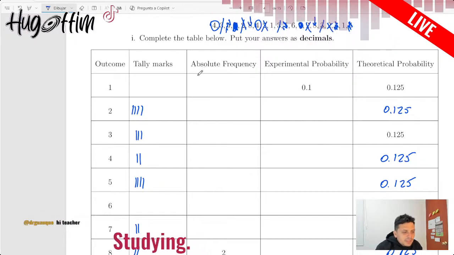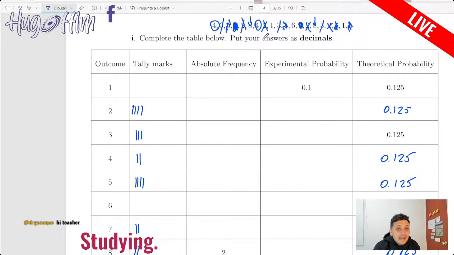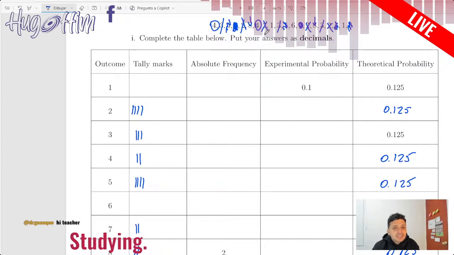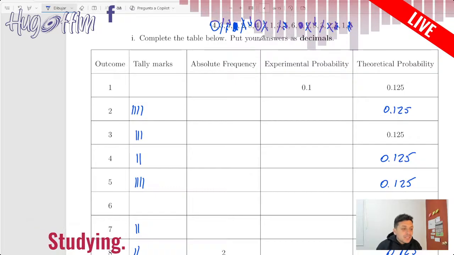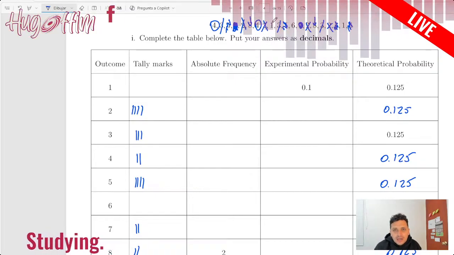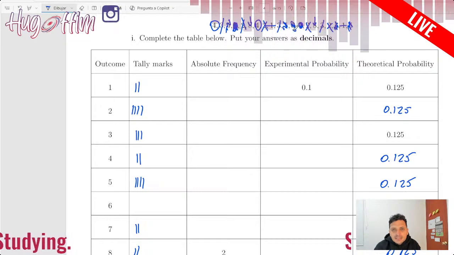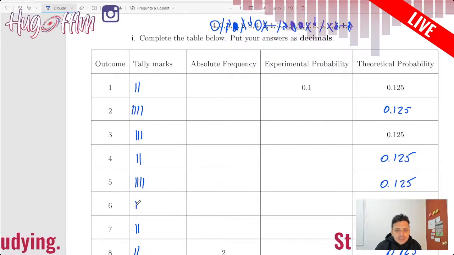Hello everybody. Hello people that are now. I just did one question. Now I'm doing the second question, that it's about completing a table that has tally marks, absolute frequency, experimental probability, and theoretical probability for a spinner that has 8 options. Now 1 is 1 and 2 times, and 6 is going to be only 1 time.